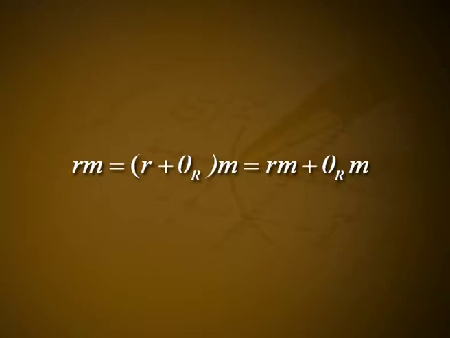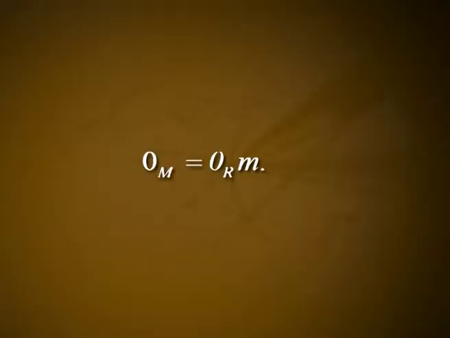Proof. 1. Let m belong to M. Then 0_R m is equal to (0_R plus 0_R) of m, which is equal to 0_R m plus 0_R m, and by the left cancellation, considering M as a group, we obtain 0_M is equal to 0_R m.